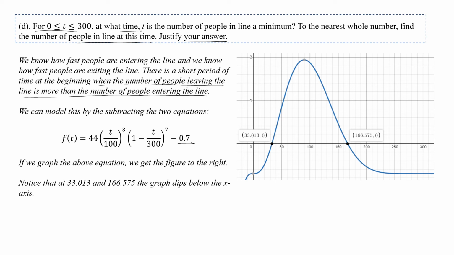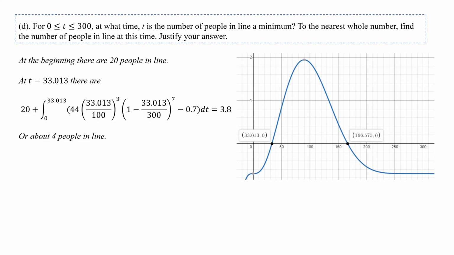So that's key. We can model this by subtracting our two functions. We're going to create a new function, f(t), and we're going to do our first function minus the rate people are leaving. If we graph this equation, we get the following figure to the right. You'll notice that from 0 to this point, 33.013, the graph is actually negative, which means we're losing people. After that, it goes positive, and then it hits another point over here. But we're not really interested in that point. We're really just interested in this first one.